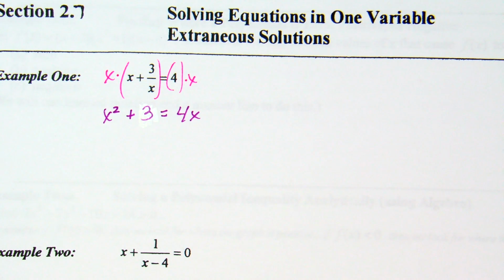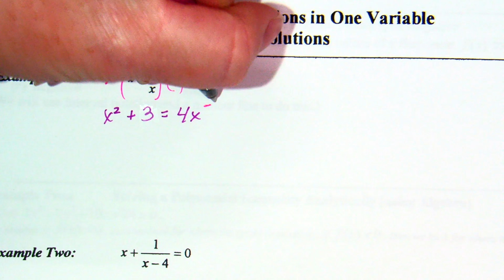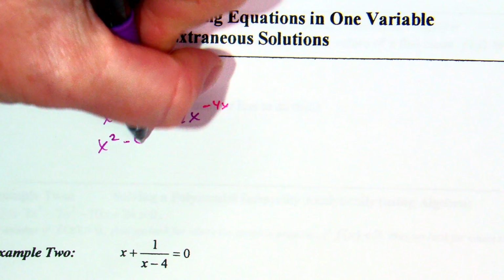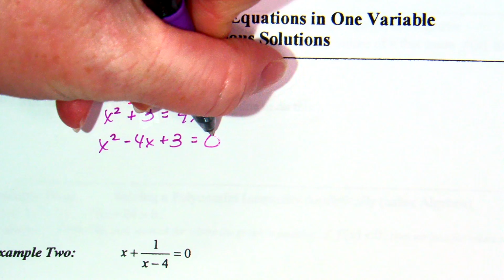What's my technique to solving this? Okay, set the equation equal to 0 and see what happens. So how am I going to set it equal to 0? Subtract 4x over to the other side. When I subtract 4x, how should I write that left side out? X squared minus 4x plus 3. That is our standard form there.